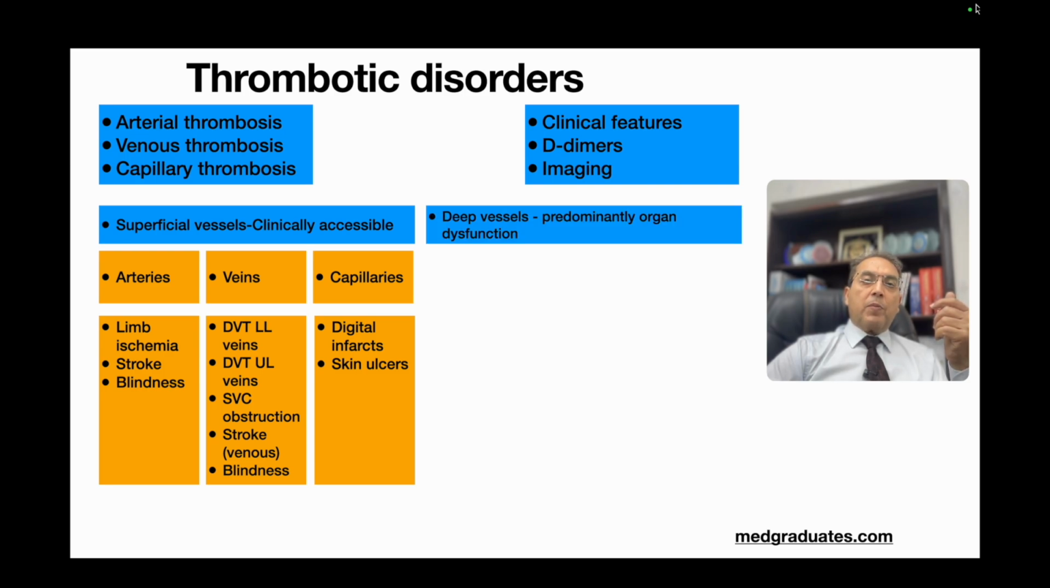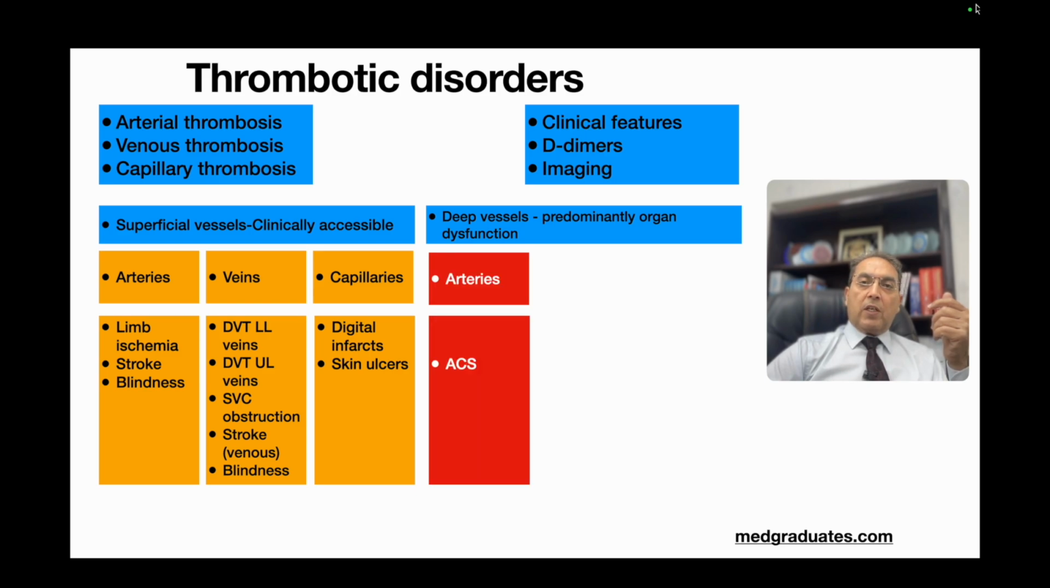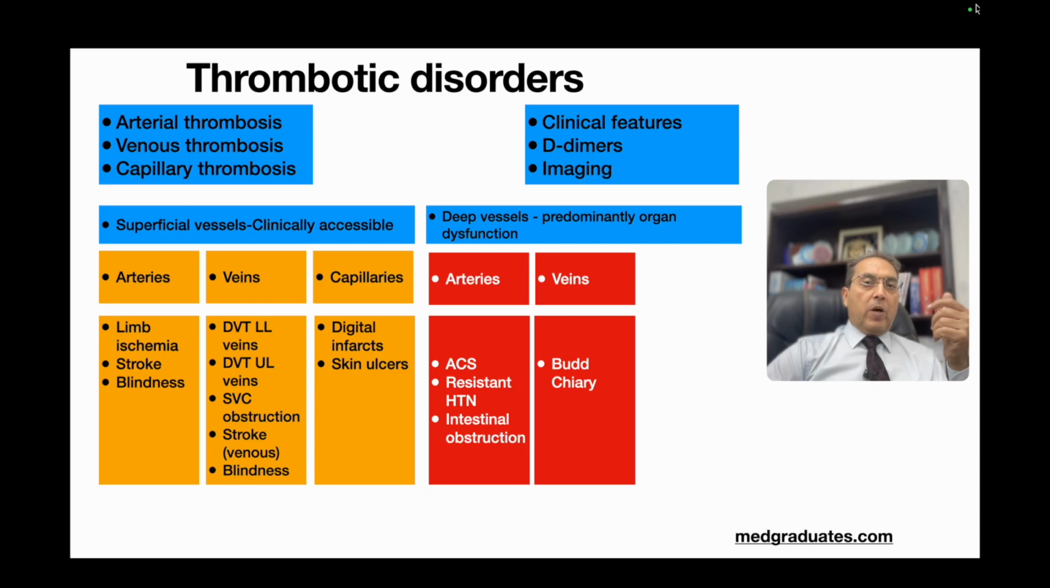And then we can have problems in the deeper vessels. Predominantly they present with organ dysfunction. For example, an arterial occlusion may present with acute coronary syndrome. It may present with resistant hypertension when there is obstruction to the renal artery, and with intestinal obstruction if the blood supply to the intestine is obstructed. On the venous side, the patient can have Budd-Chiari syndrome, portal hypertension because of a clot in the portal vein, or venous intestinal obstruction because of the venous obstruction. The patient can have features of intestinal obstruction.